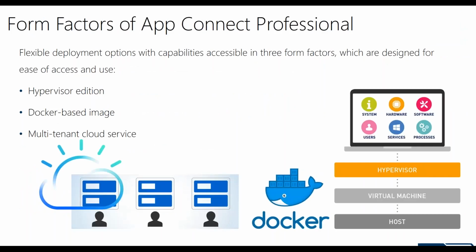And coming to the form factors of App Connect Professional, it has 3 different form factors. One is the hypervisor edition. This is the most powerful offering. This is on-premise, where it would be installed on the on-premise server managed by the clients, and it is not IBM's responsibility. Of course, based on your support plan, IBM would be able to support you for any administrative purposes, but it's on our premise.